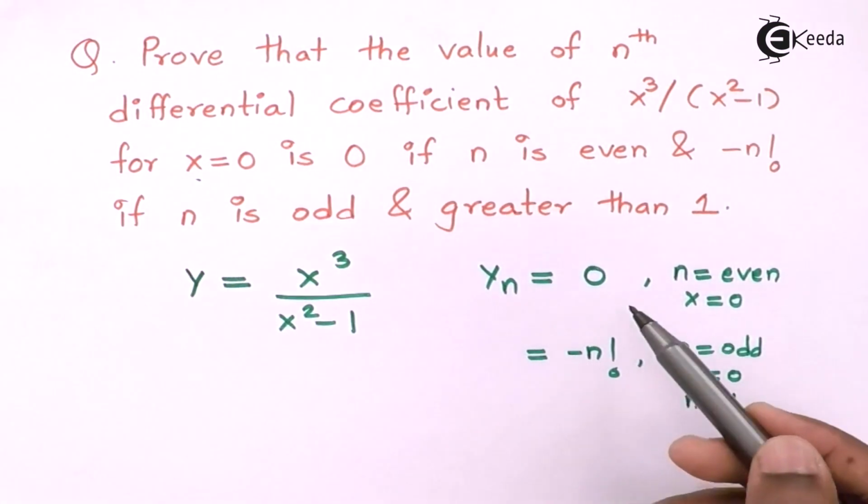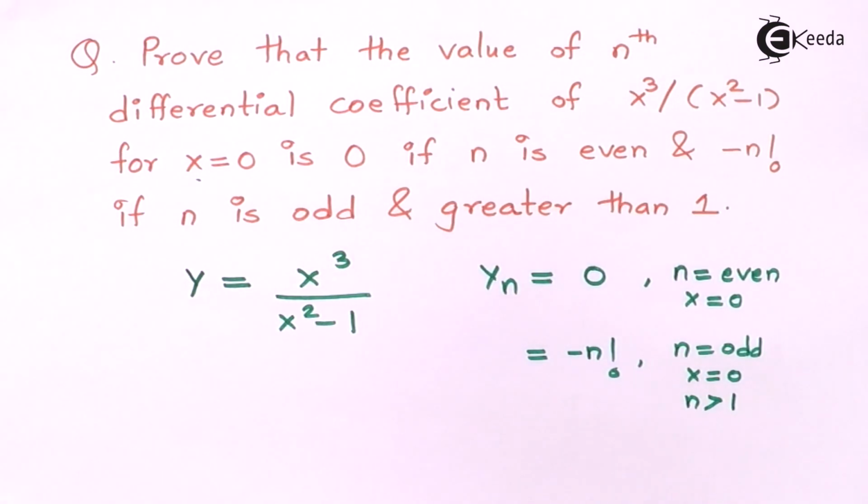So guys, we have to find out the value of yn. So there are two questions. First of all, we have to prove that yn is 0, and then we have to prove that yn is minus n factorial. So let's start. First of all, if you see the question, it's an algebraic function. Whenever we have an algebraic function, to find out the nth derivative, we have a set of formulae. So I'll show you.